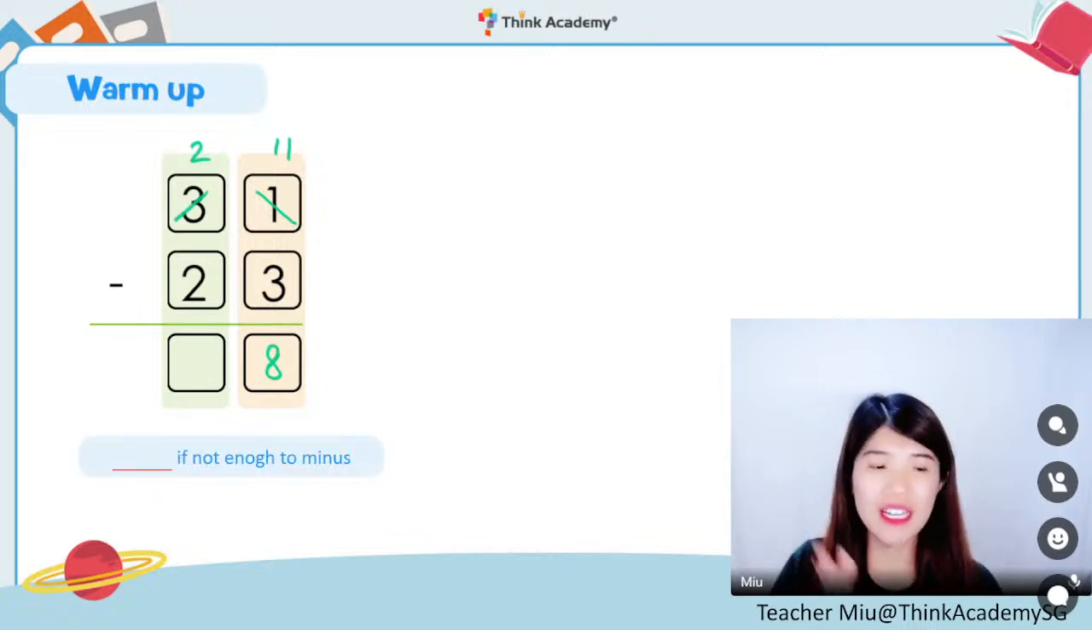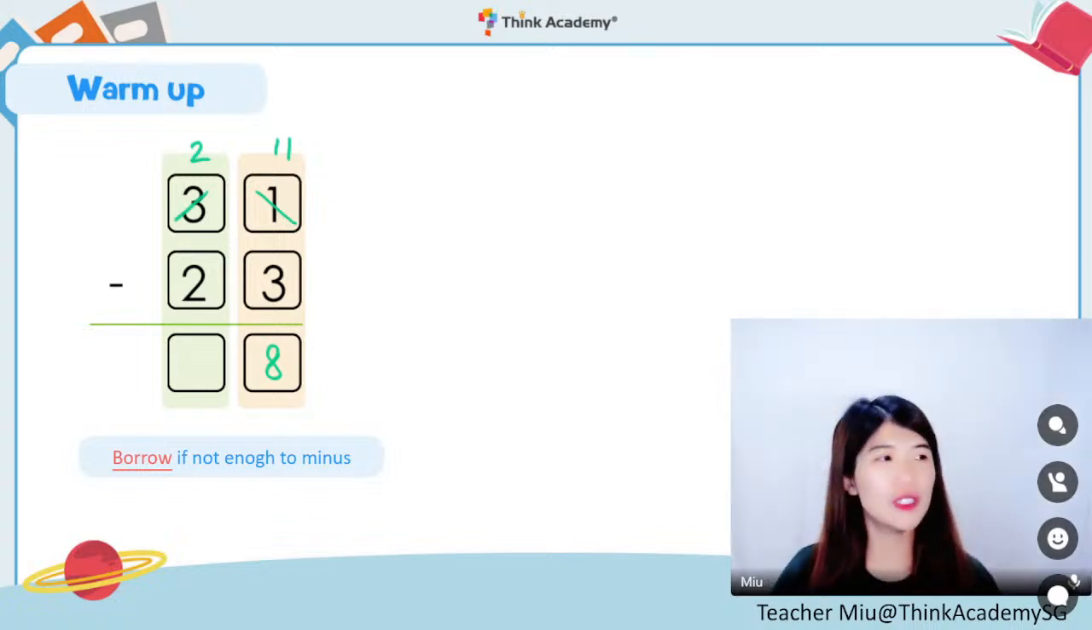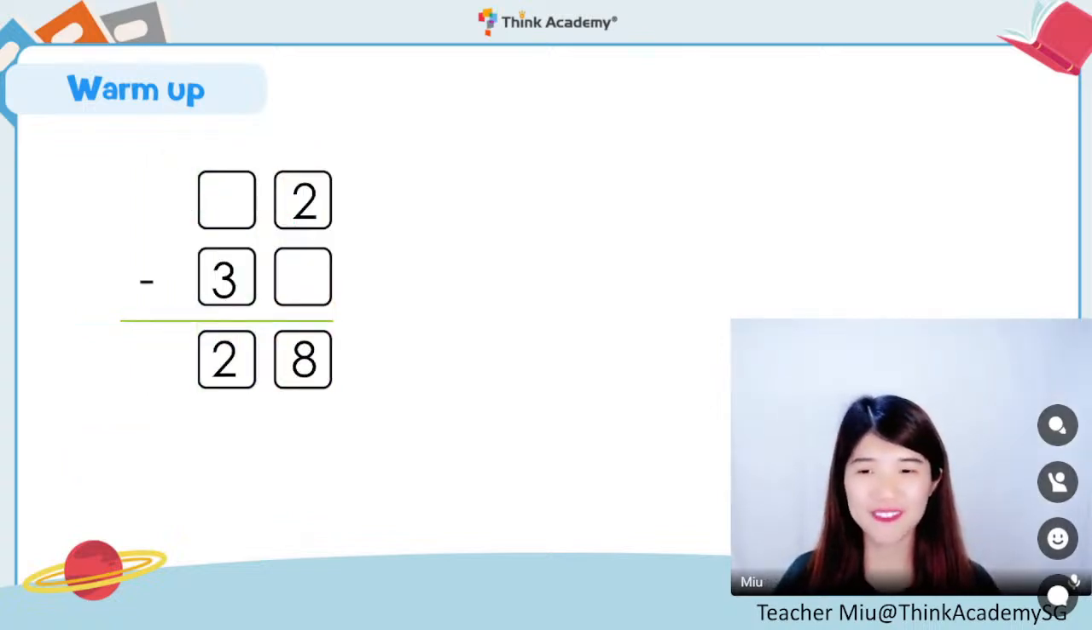For this one, it's so easy. When it is not enough to minus, you need to borrow. Let's come to the puzzle time. Let's take a look at this one. Where should I start? Should I start from A, the tens place, or B, the ones place? You just tell me. Definitely, we should start from the ones place, right? Good. So let's start from the ones place B first.